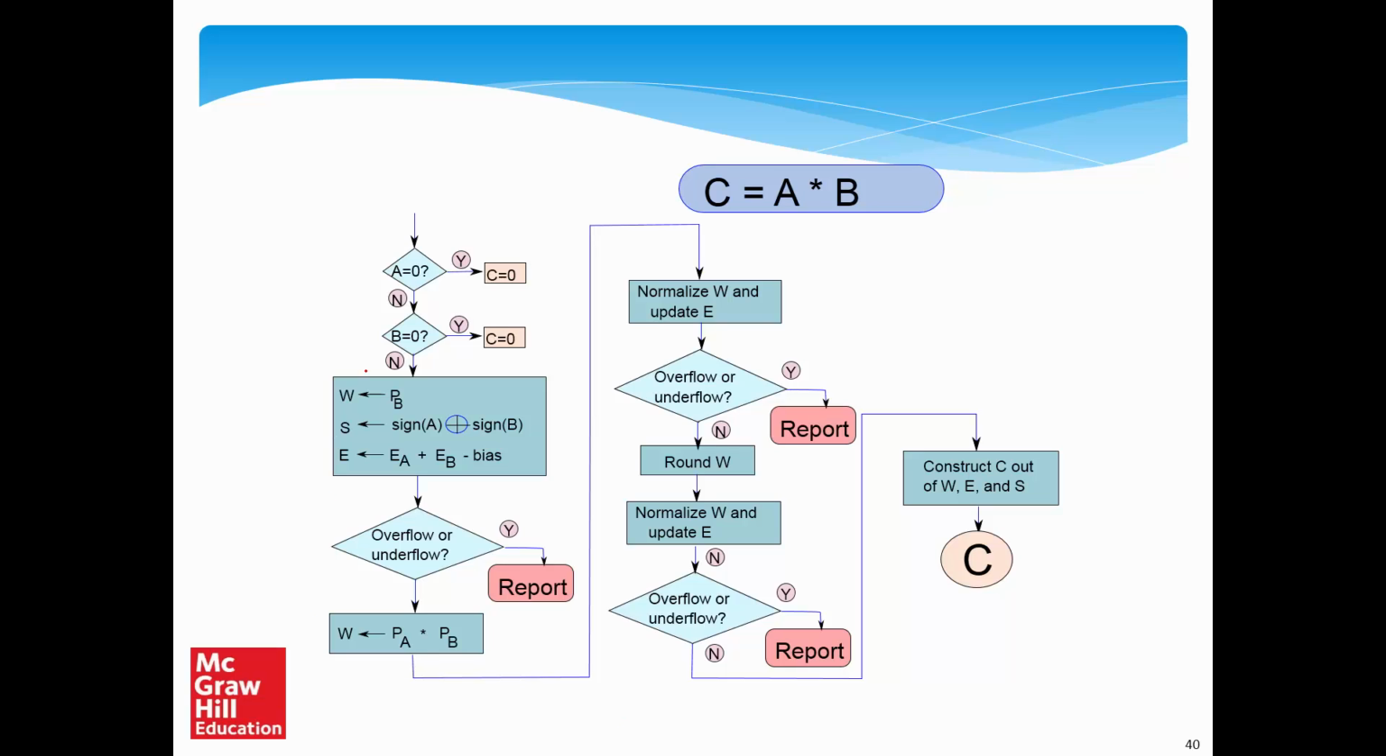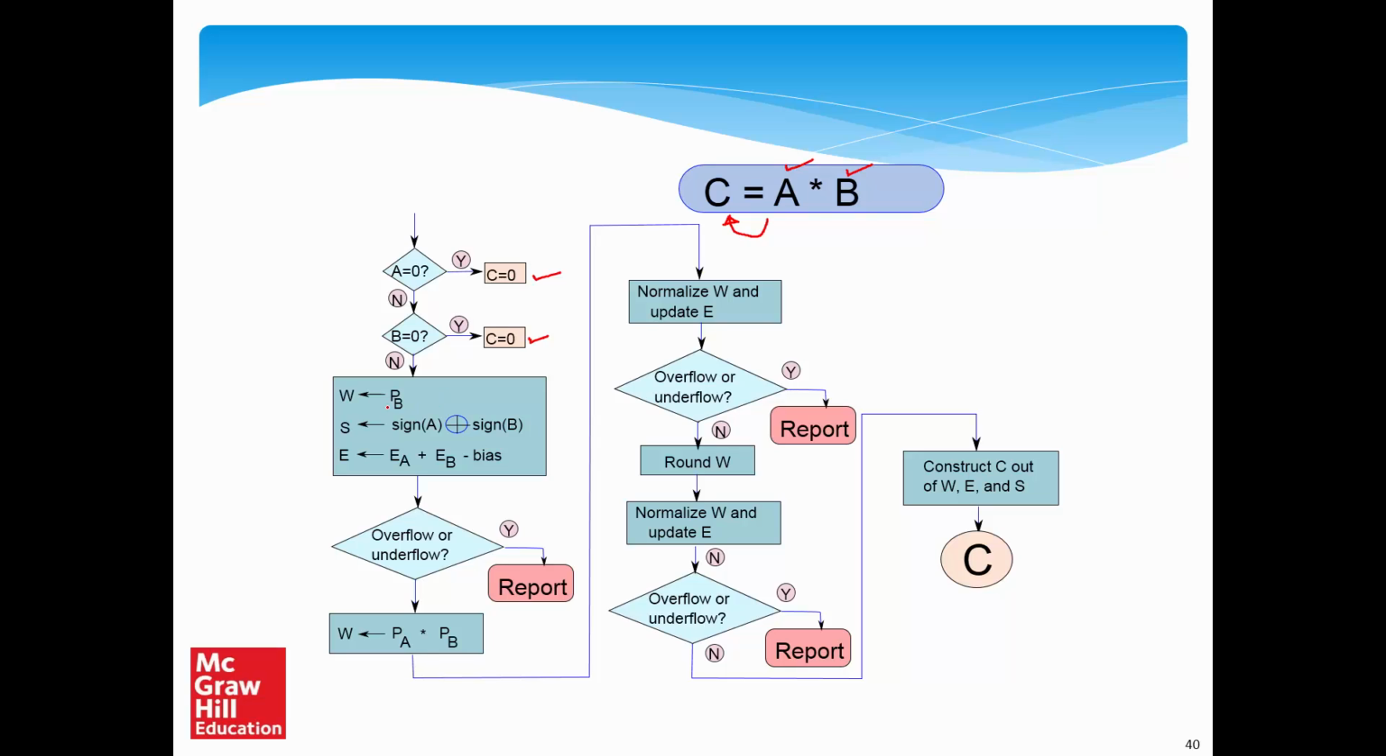Alright, so let me now summarize the same procedure with the help of a flowchart. Let's assume that we are multiplying two floating point numbers a and b, and the product of the numbers will be saved in C. First, let us do some very simple checks. If a is equal to 0, then we can set C to 0 and get out. Else if b is equal to 0, we can set C to 0 and get out. Otherwise, some additional work is required.